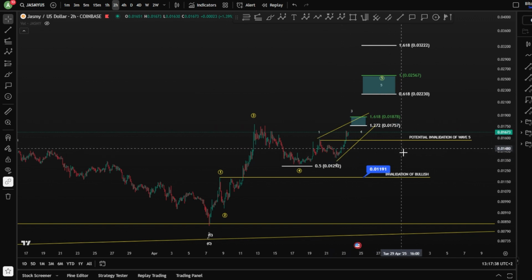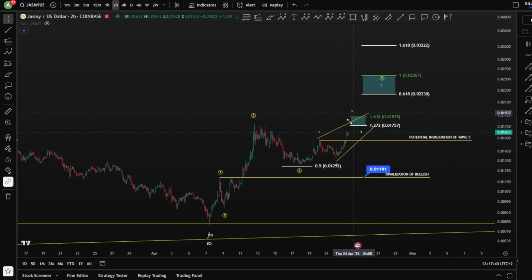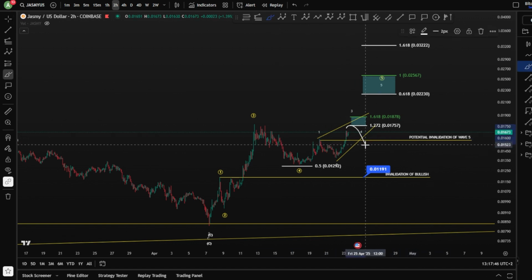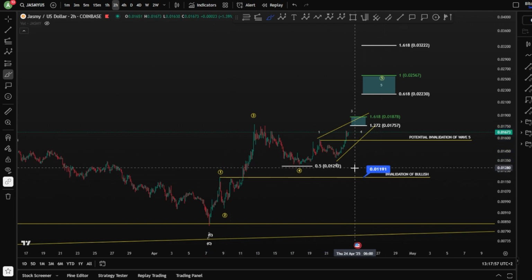Next time, we remember why we put potential: if you invalidate this, it can be, as we mentioned, an ending diagonal, but if it continues, it is a potential bearish scenario, hitting invalidation of wave 4, and then you continue toward the downside.